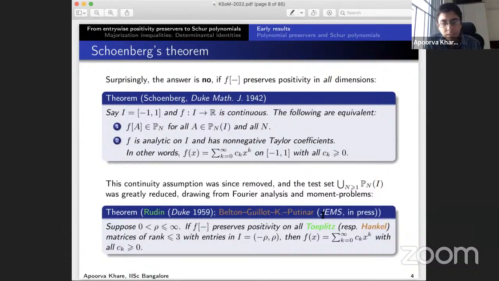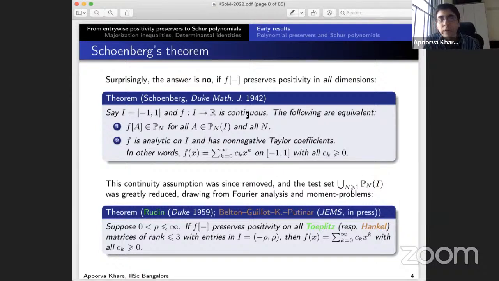And then very recently, we were able to extend this and prove the exact same variant. Toeplitz matrices essentially arise from positive or non-negative measures on the circle, and you take the Fourier coefficients of those. Instead, if you take measures on the real line, then one can use some kind of harmonic analysis rather than Fourier analysis to prove the same exact statement, which is: if you take all Hankel matrices of rank less than or equal to 3, and you preserve positivity on those matrices, then again f must be a power series with all non-negative coefficients.